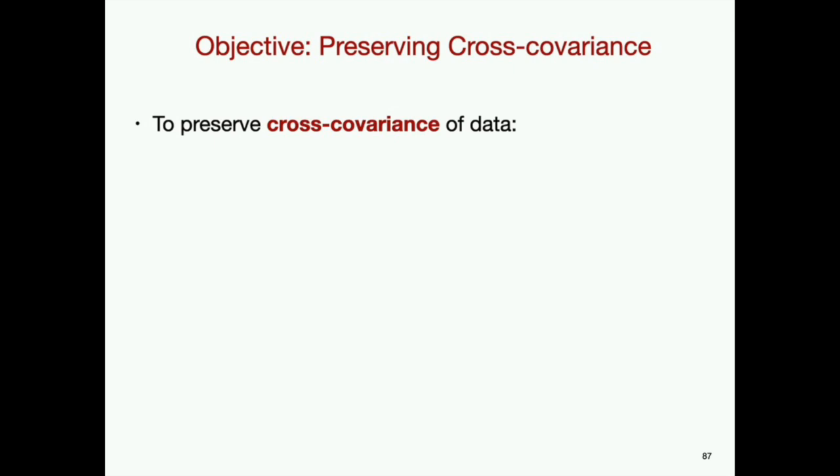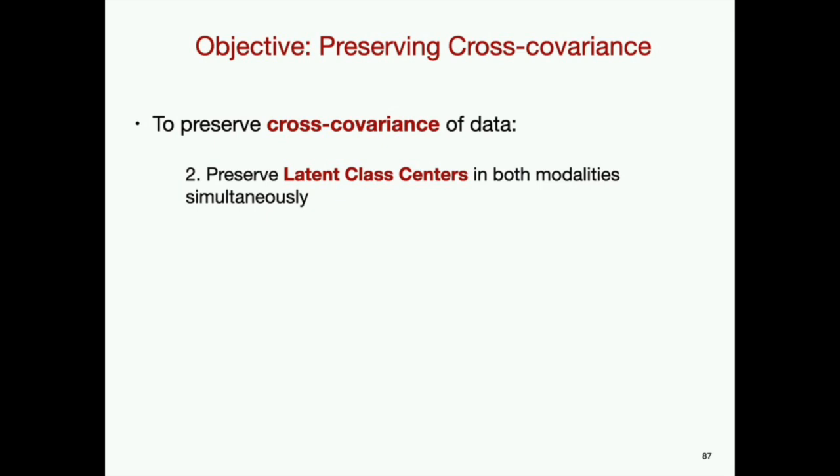So the second part of preserving cross-covariance is preserving latent class centers in both modalities simultaneously. The only difference from the single modality case is that because you have to pick image caption pairs, you can't just optimize for preserving latent class centers in image space and caption space separately. You need to do this in a joint fashion so that the image caption pairs you pick are central in both modalities. And the way we do this is by picking examples that are cross-modally similar, meaning the subset SK that is cross-modally similar to all other examples in that latent class.